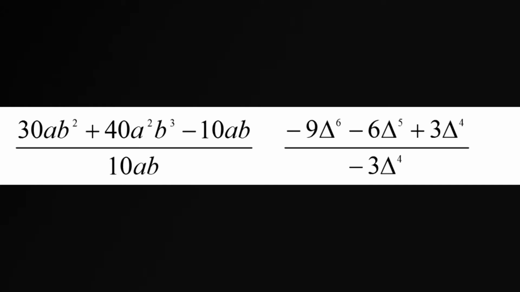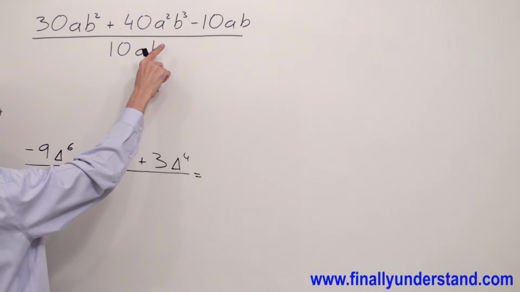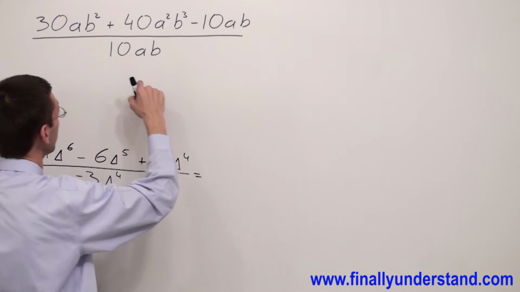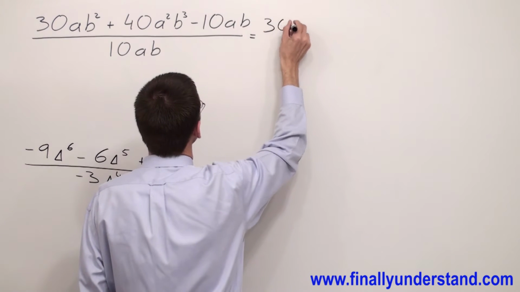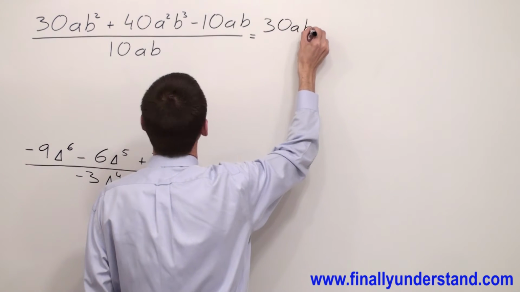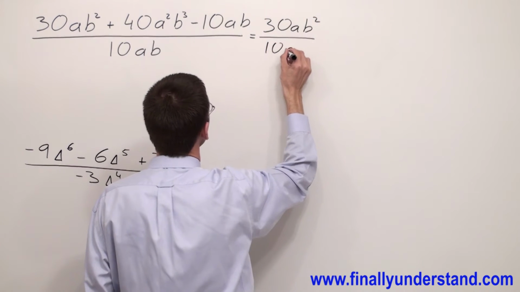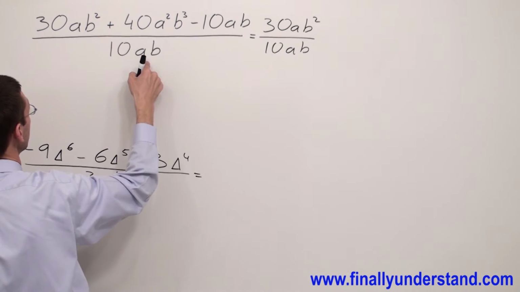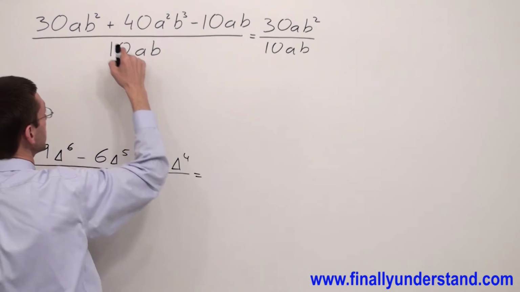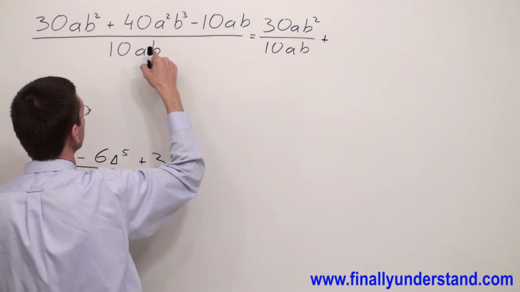Let's take a look at these two examples. Again, we're supposed to divide a polynomial by a binomial. We have to divide every single term from the numerator by the denominator. Okay, so let me rewrite this problem. I have 30a²b divided by 10ab, so I divide this term by this one. I have to copy down this positive sign and divide this term by this.